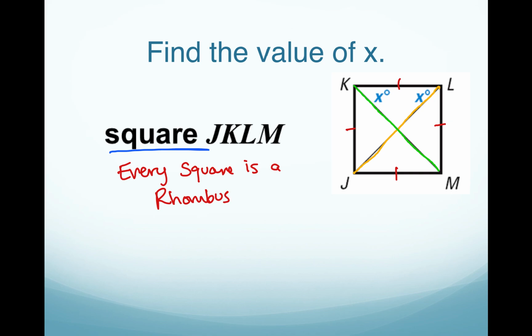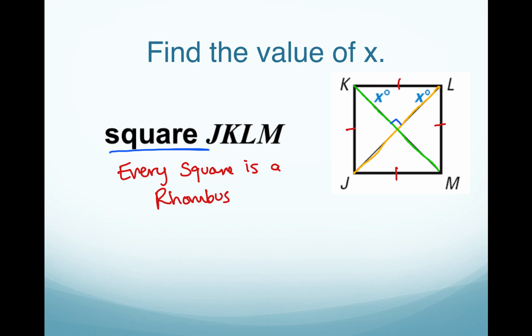The definition of a rhombus says that a rhombus has 4 congruent sides. Well, so does a square. So every square is also a rhombus. The square is just the most accurate name. So because KLMJ is also a rhombus, that means its diagonals intersect at 90-degree angles. So this is a 90-degree angle right there.